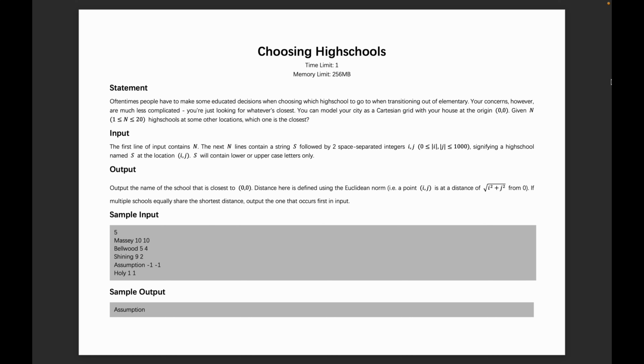Input: the first line of input contains n. The next n lines contain a string S followed by two space-separated integers i, j, signifying a high school named S at the location i, j. S will contain lowercase or uppercase letters only. Output the name of the school that is closest to 0, 0. Distance here is defined using the Euclidean norm. If multiple high schools share the shortest distance, output the one that occurs first in input.